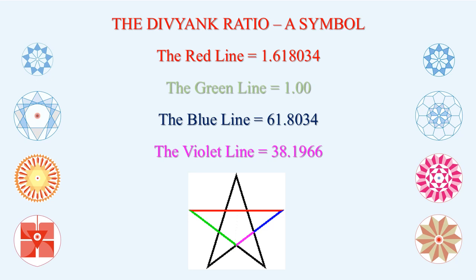It's not exactly mine, but I've used it because I found it very interesting the way it is done. And here you can find the red line could be set equivalent to 1.618034. The green line at the bottom you can see is equivalent to 1. Then the blue line you see on the right hand side is equivalent to 61.8034. The violet line is 38.1966.